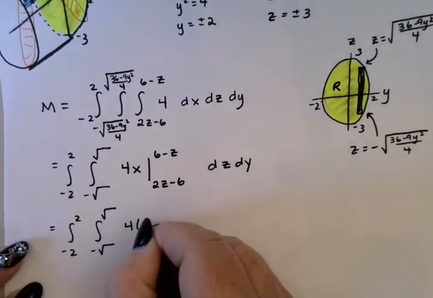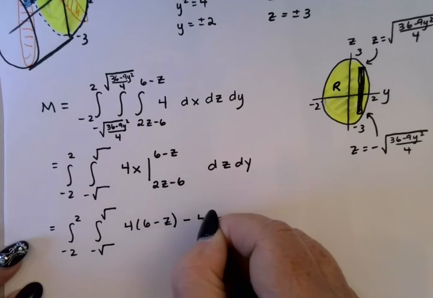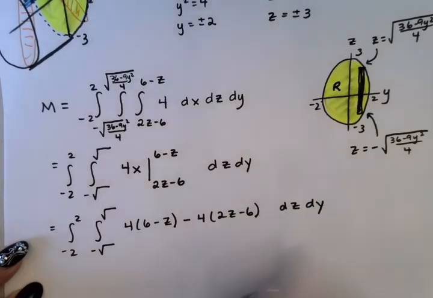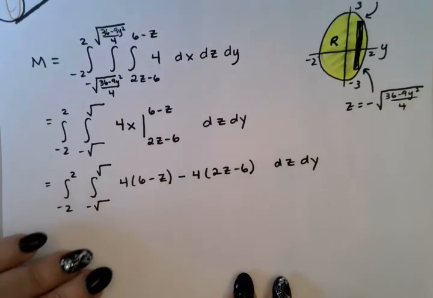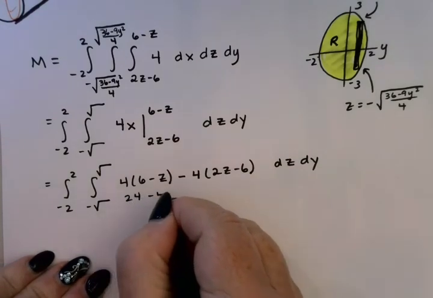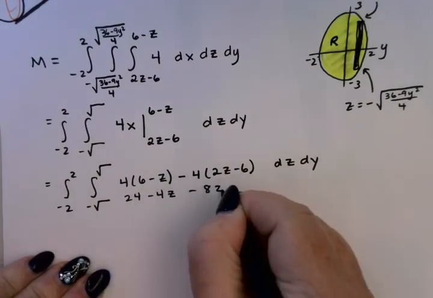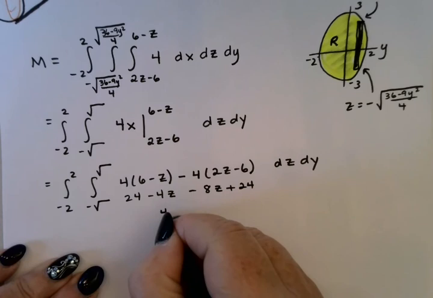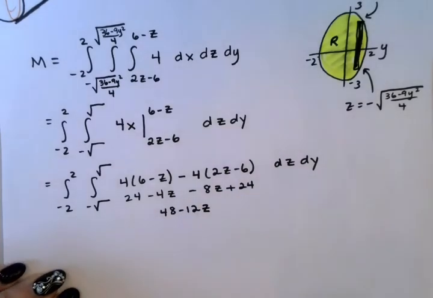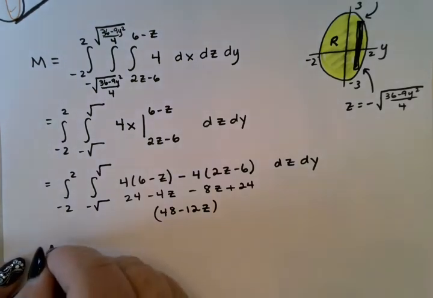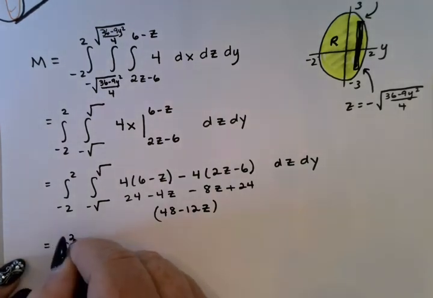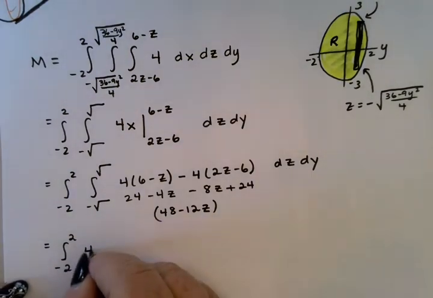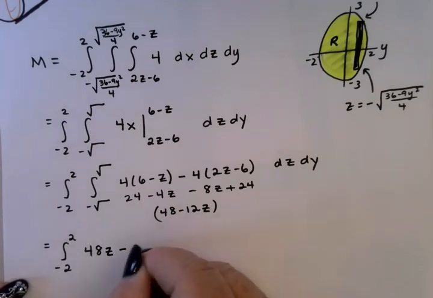So I'll have 4 times 6 minus z, subtract 4 times 2z minus 6. I'm going to sneak a little algebra in the middle here. This would be 24 minus 4z minus 8z plus 24, which is 48 minus 12z. All right, so I'm going to integrate this dz next, which is going to give me 48z minus 6z squared.